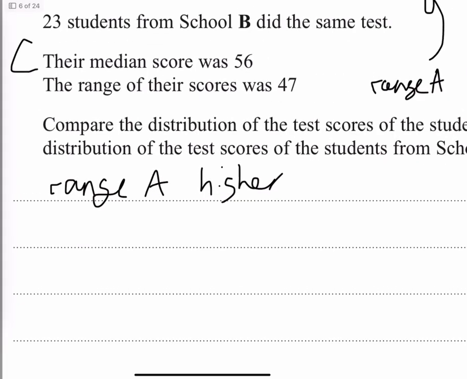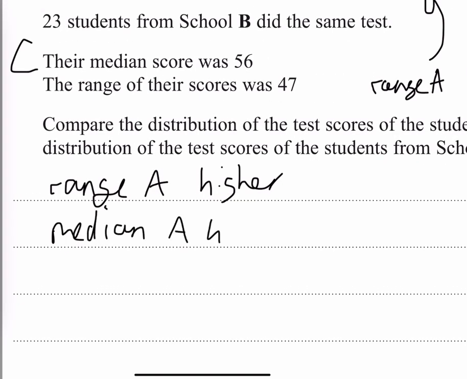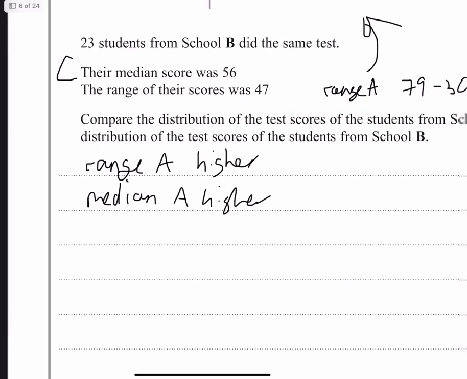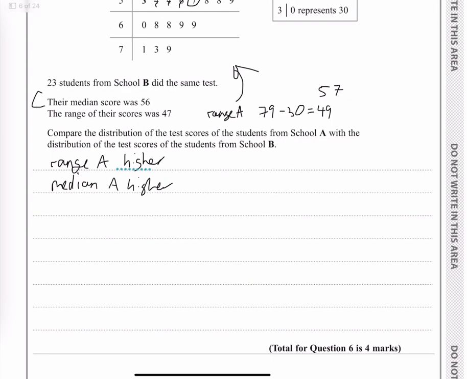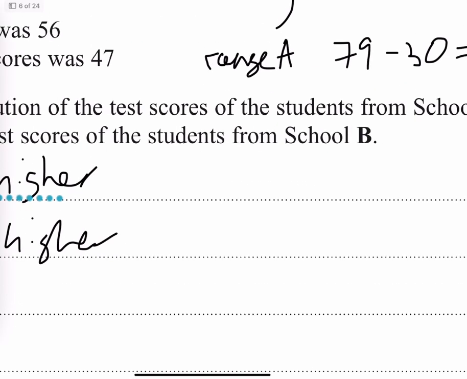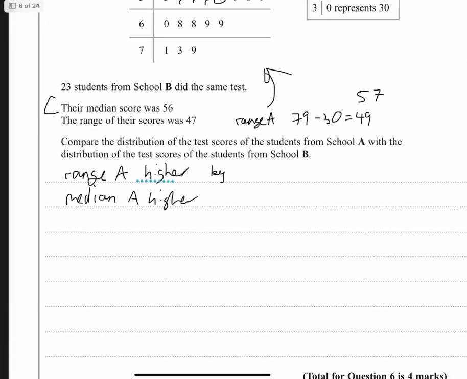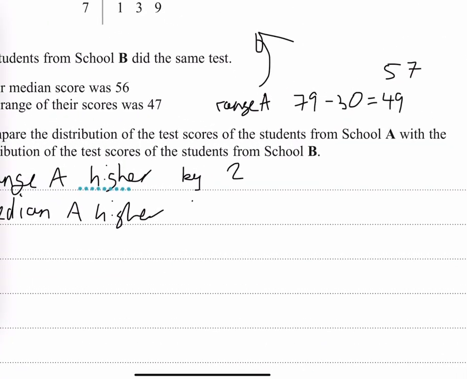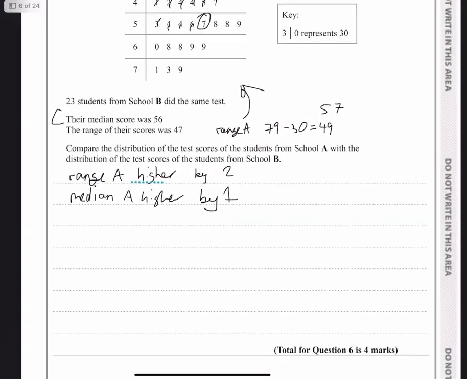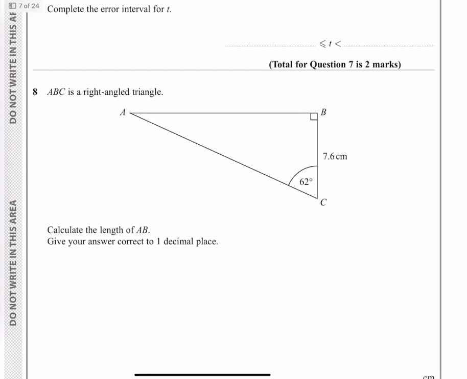Range of A higher, median A higher. You might want to give the numbers and give the differences, but that's all you've really got to do. So you might want to say by 1, the range by 2, and by 1. I think that's all you've got to do to get those nice 4 marks. Easy question, lovely.